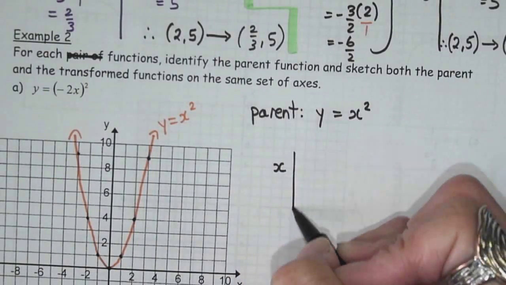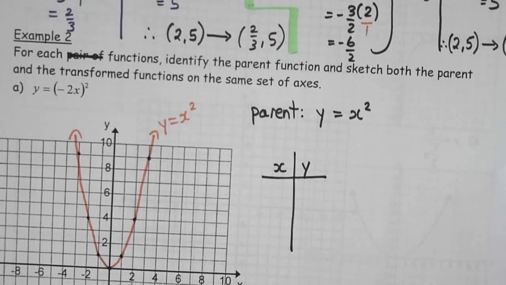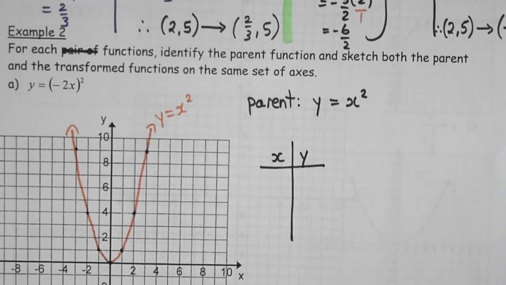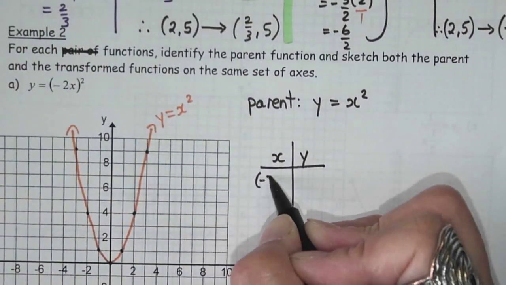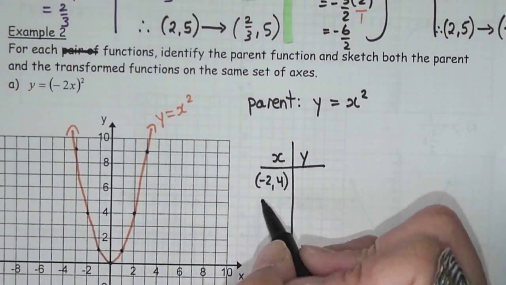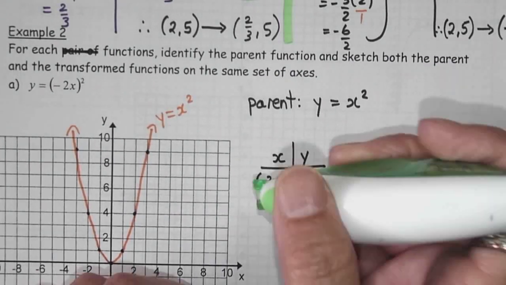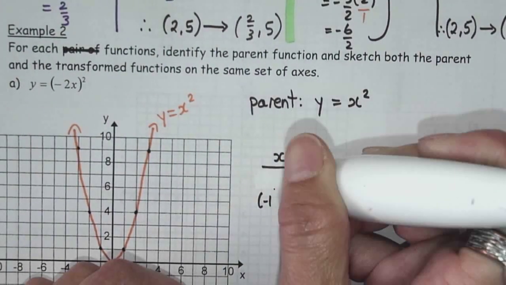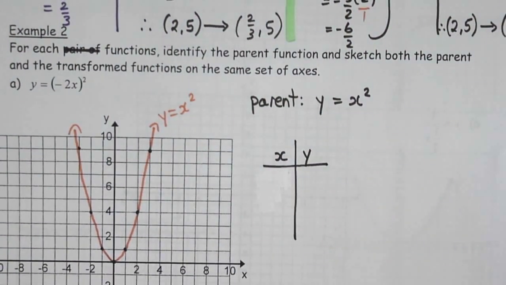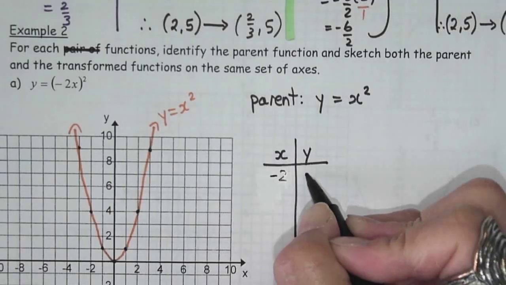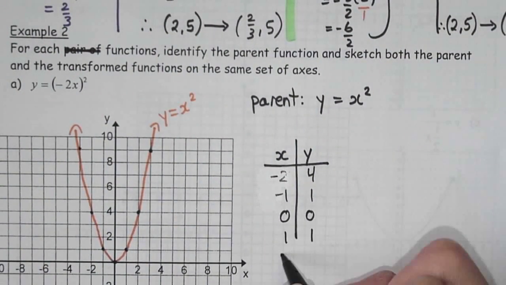So my parent function graph would be this one. So I take a few of the points so I can get the pattern. I'm going to start with negative 2, 4. Oh, sorry. Why am I writing it that way? Negative 2, 4. Negative 1 is 1, 0, 0, 1, 1.